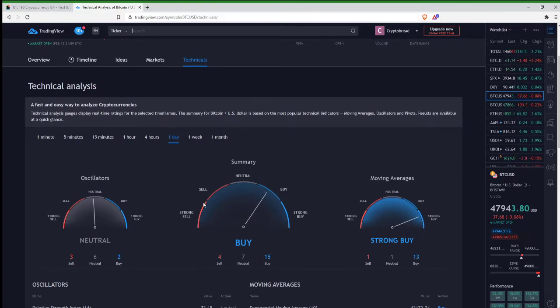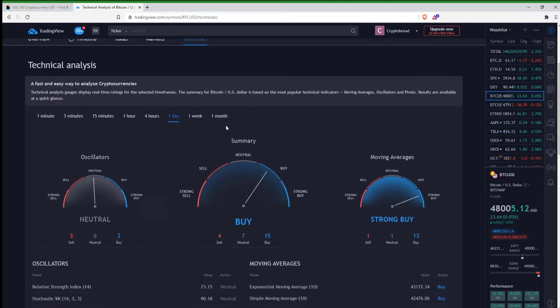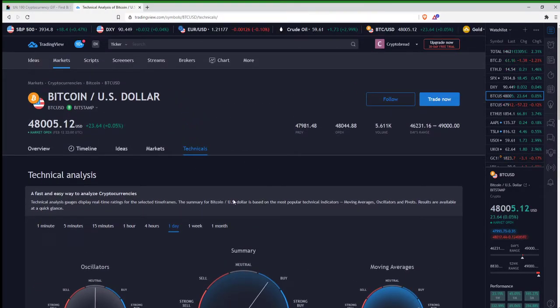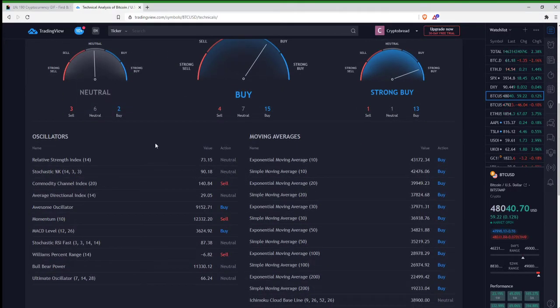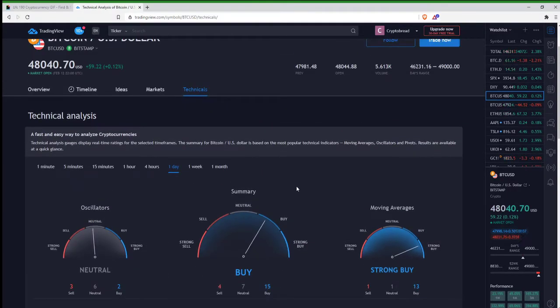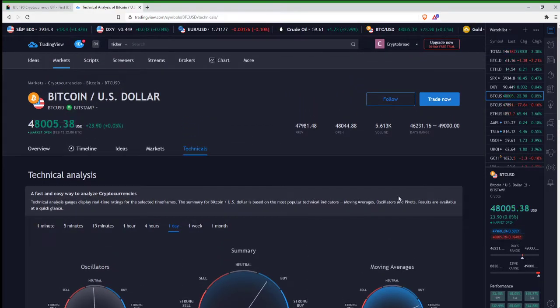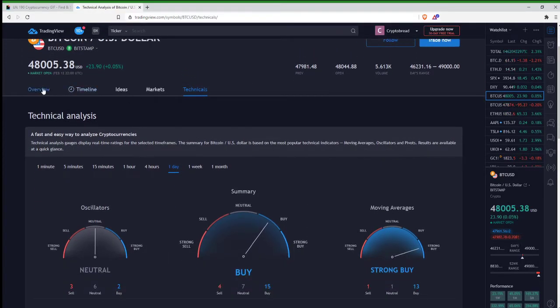But yeah, this being said, it looks like the oscillators are showing that it's neutral. The moving averages are showing a strong buy. We can get into that in a future video. As for right now, I'm just going to keep it pretty general as to exactly what TradingView is and what it's used for. So yeah, we are going to move on.